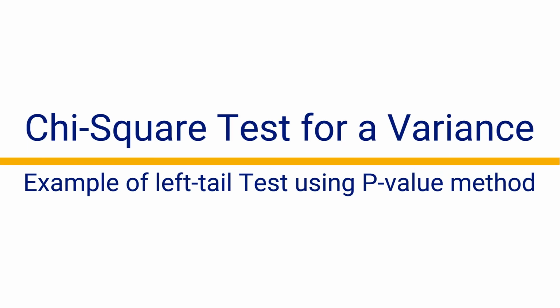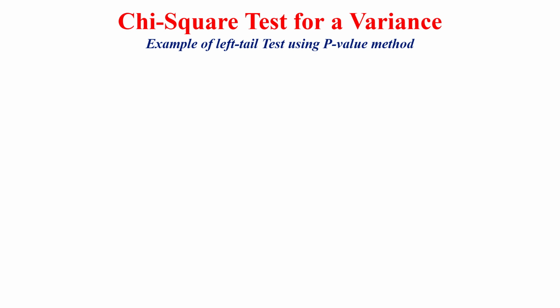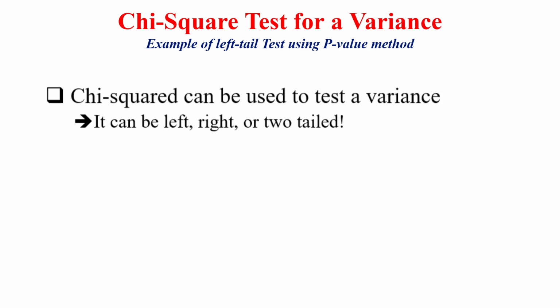In this video, we're going to take a look at how we can conduct a hypothesis test for a variance for a sample. First, we'll look at the hypothesis test for a variance. Chi-squared can be used to test a variance. In this case, it can be a left-tailed, right-tailed, or two-tailed test, which is different than the prior tests we saw with tests for independence and goodness of fit, which were always right-tailed.